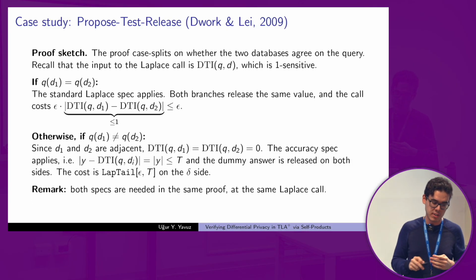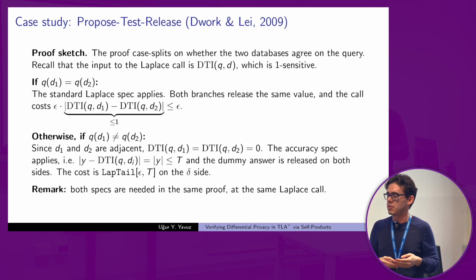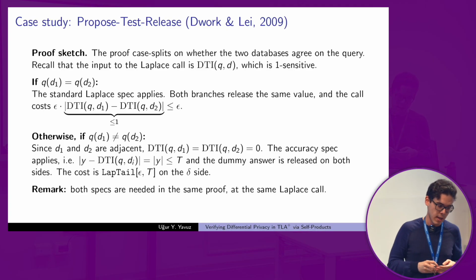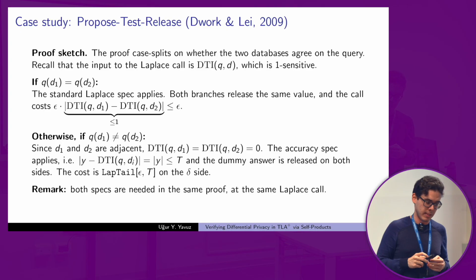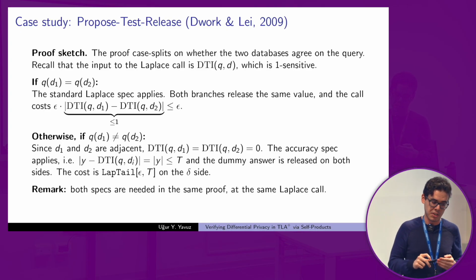So I'll give a proof sketch here. The privacy proof works by case splitting on whether the 2 simulated databases agree on the query or not, meaning whether they return the same result for the query. Also remember that the input to the Laplace call is DTI of QD, which is 1 sensitive. In the first case, when the queries agree on the 2 databases, the standard Laplace specification is enough.